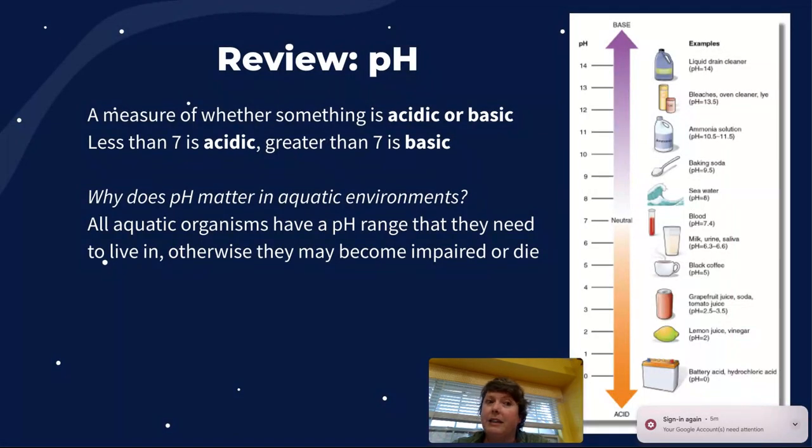Then we'll talk about pH, a measure of whether something is acidic or basic. We talked about this earlier. Anything less than 7 is acidic. Anything greater than 7 is basic. And why does that matter in an aquatic environment? They have a pH range that they have to live in, otherwise they can't survive. The pH is toxic if it's not right. Just like we couldn't survive if we had to breathe in an acidic gas or a basic gas, or if we were submerged in an acid or a base.